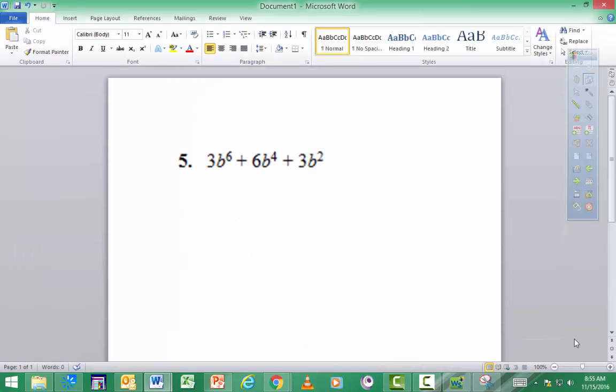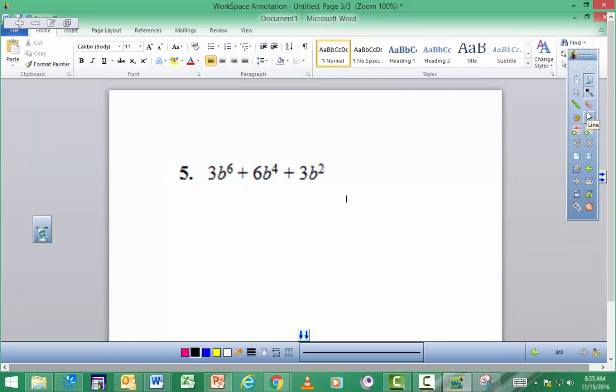So number 5. Hopefully you recognize that there is a common factor of 3b squared, right? So we start out by taking out a 3b squared. And then what's left?